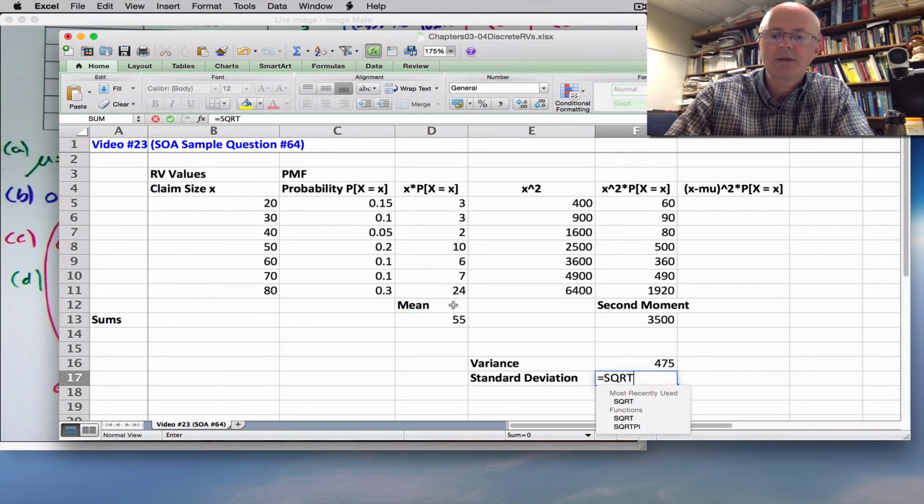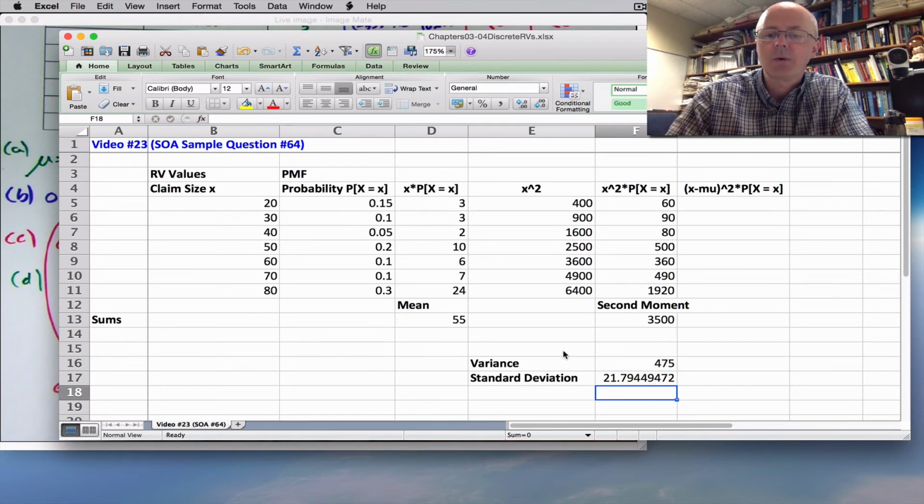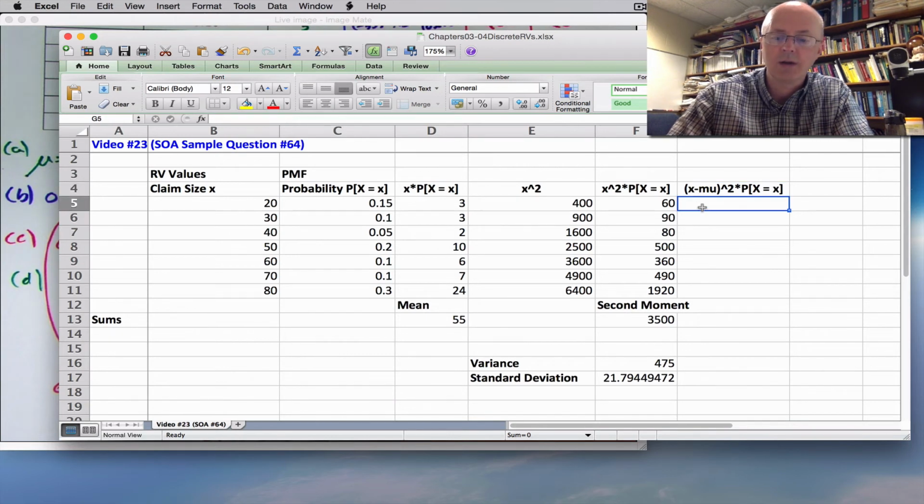You can do equals SQRT, or you can raise that thing to the 1/2 power, like this, about 21.7945, like we got before. Let's compute the variance with the other formula, the first formula that I showed you that I called the definition. Let's just go ahead and do it all at once here. The value of x is here, minus 55.